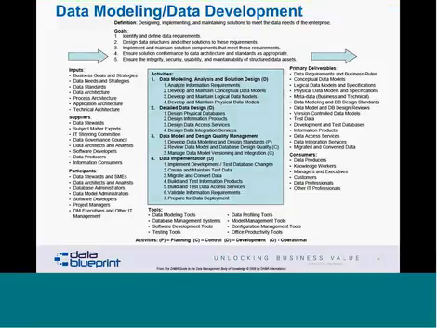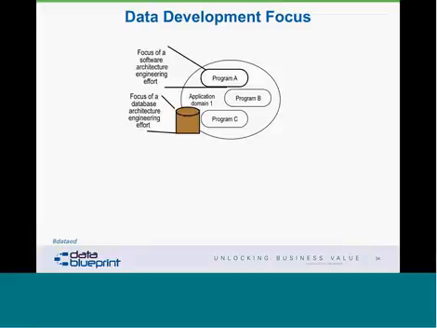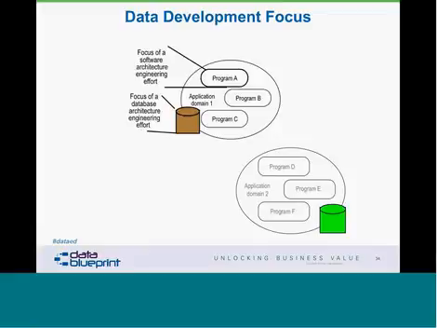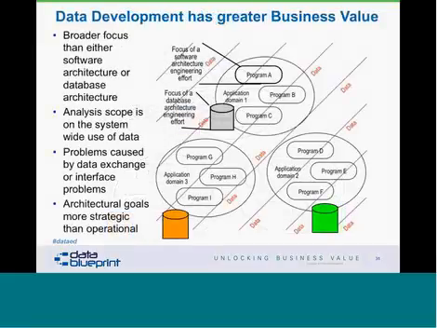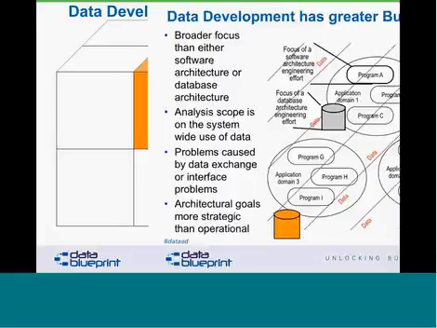Data development activities. Again, these are the pillars that we're doing. The idea is that most organizations have no clue when they build a database whether that same data goes into the next project or not. Should the brown database be used to support the things that the green database is doing? If we don't have somebody officially looking at it, the answer is no, and it's easier to build a green one and then an orange one over here in order to come up with it. Again, our data development focuses broader than software architecture or database architecture. The analysis is on the system-wide use of the data and on the problems talked about specifically by data exchange, interface, and integration type problems. The architecture goals are strategic rather than operational.